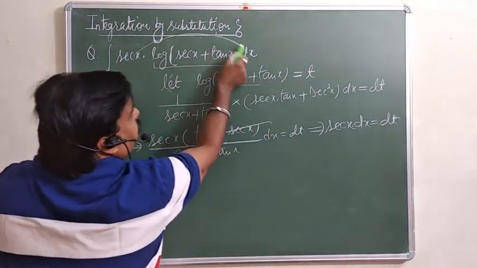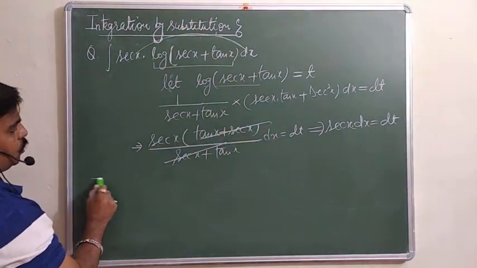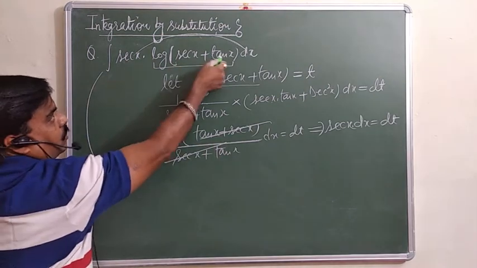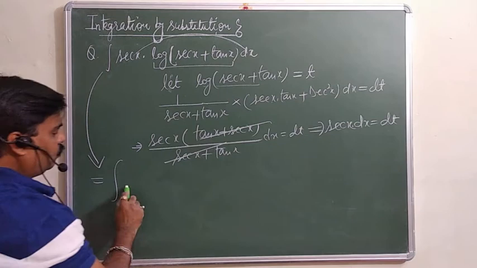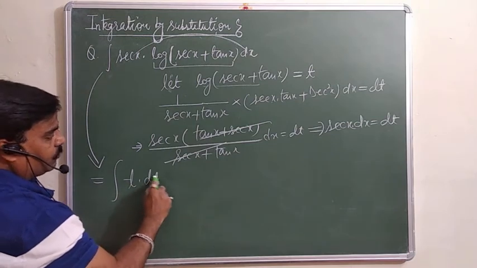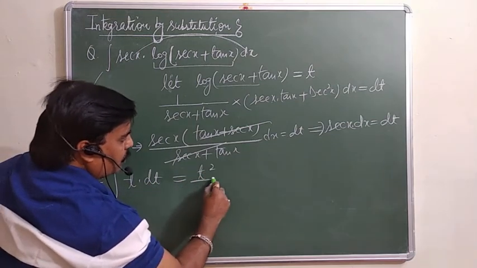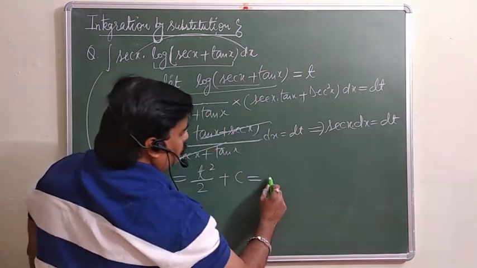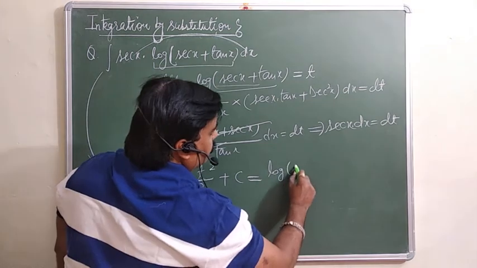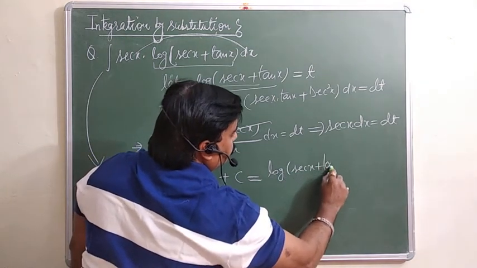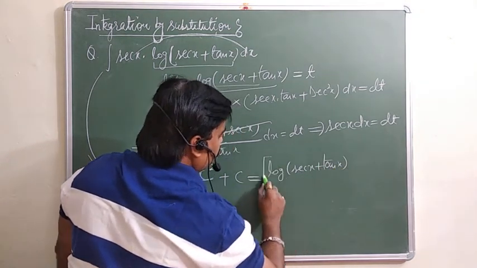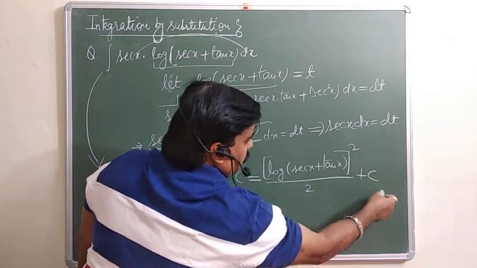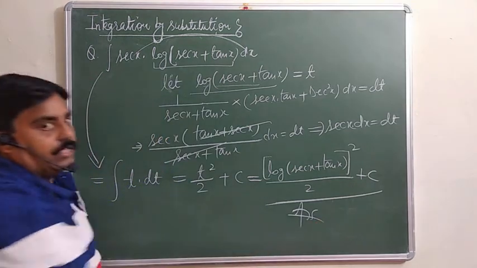See what you are getting. This is sec x dx, that is dt. So this whole is going to change into log of sec x plus tan x, which you already assumed as t, into dt, and the antiderivative will be t square by 2 plus c. But t is already assumed, so you can put the values here: log of sec x plus tan x, whole square, over 2 plus c, and this is your answer. Have a look.